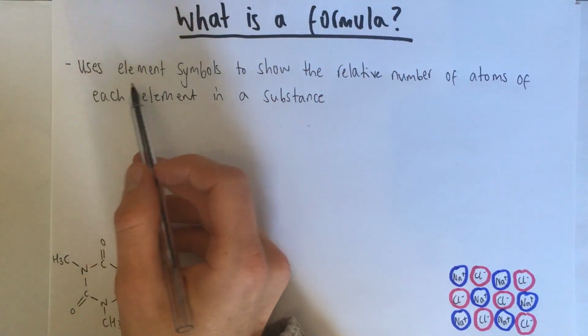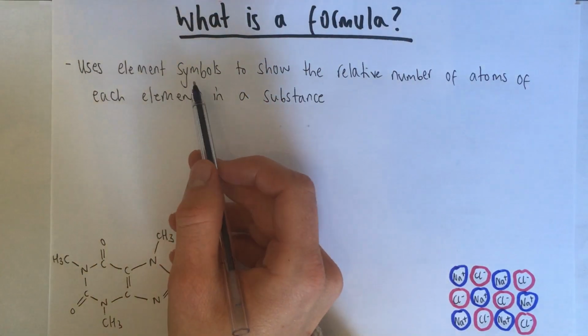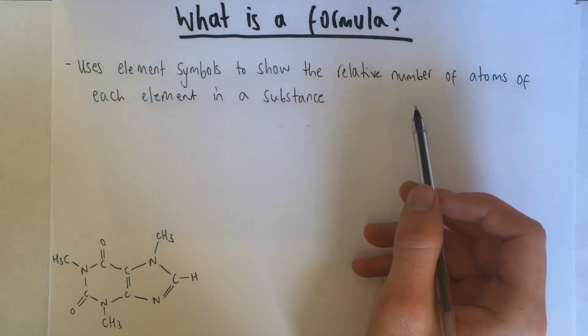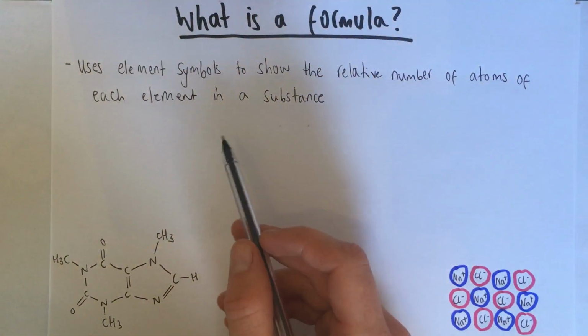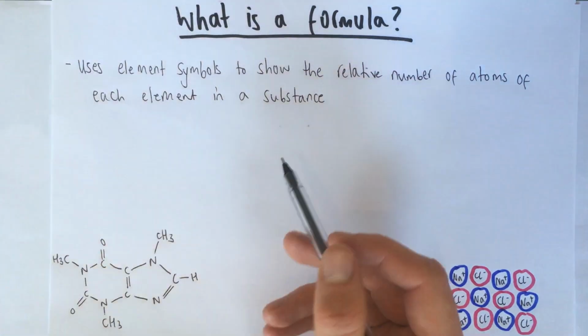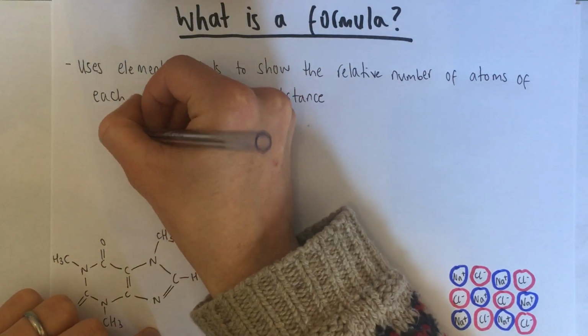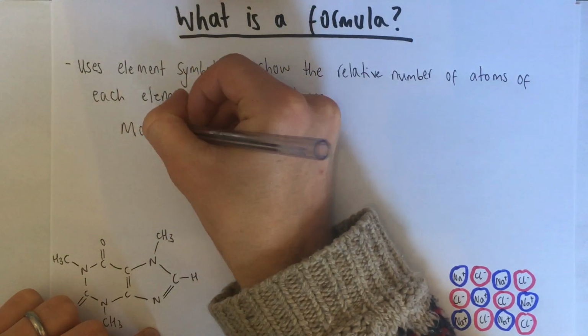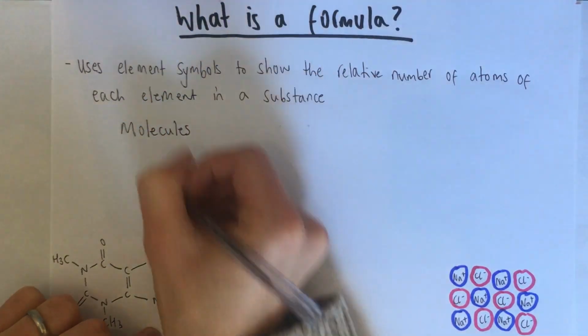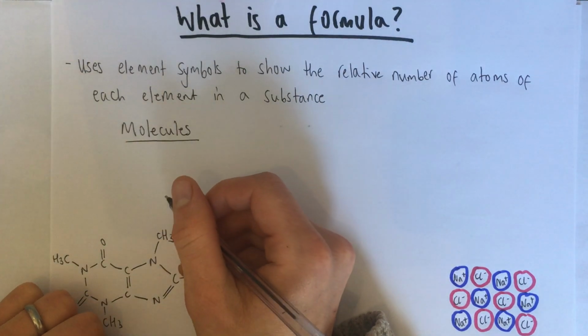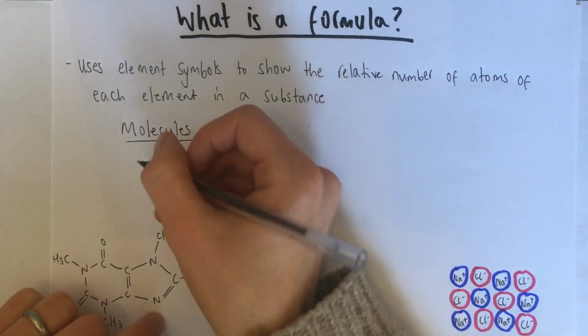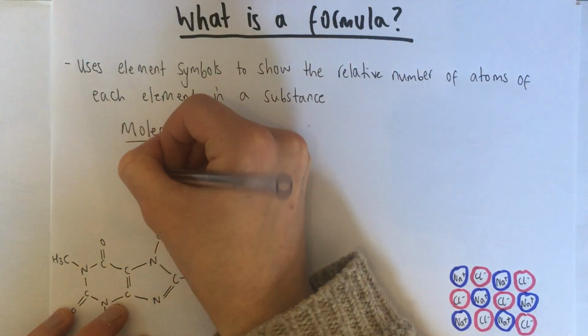So what is a formula? It's something that uses the element symbols to show the relative number of atoms of each element in a substance. For example, the most common and easiest examples are molecules. In this case, we're seeing the amount of each atom in each molecule. The most common example that you'd probably know already is water.